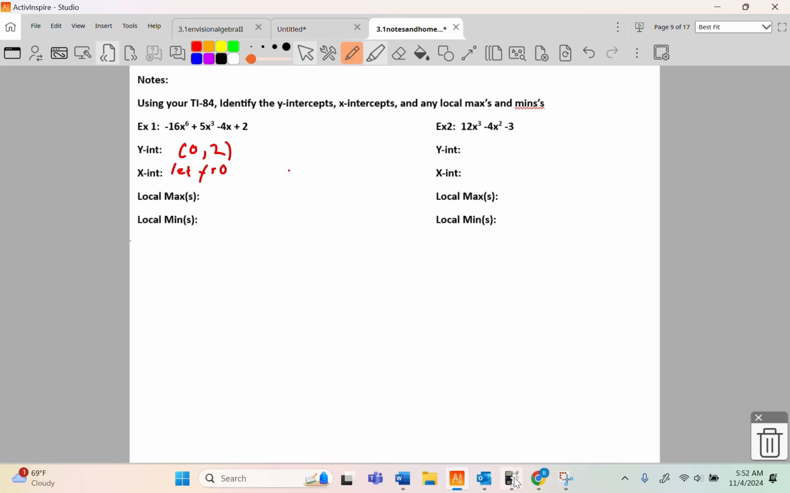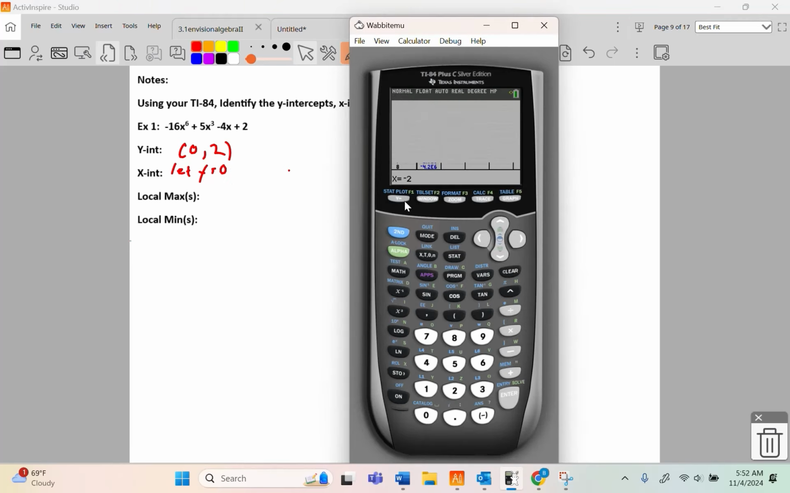So we're going to put a 0 in y2 and use our intersect function. Let's see here, second trace 5. These are not going to be pretty x-intercepts. Remember I said it would start low and end low? I'm pretty confident the graph is done.